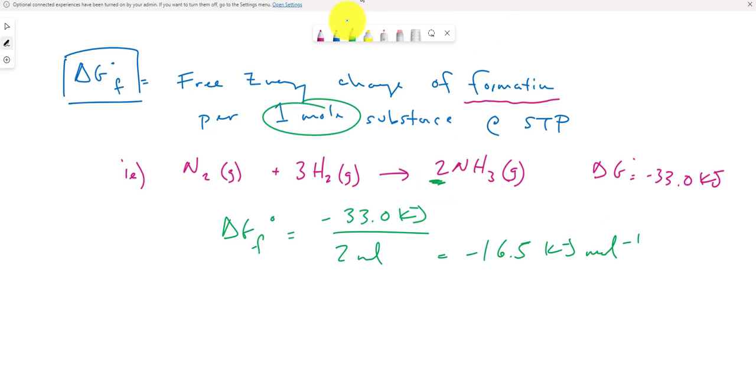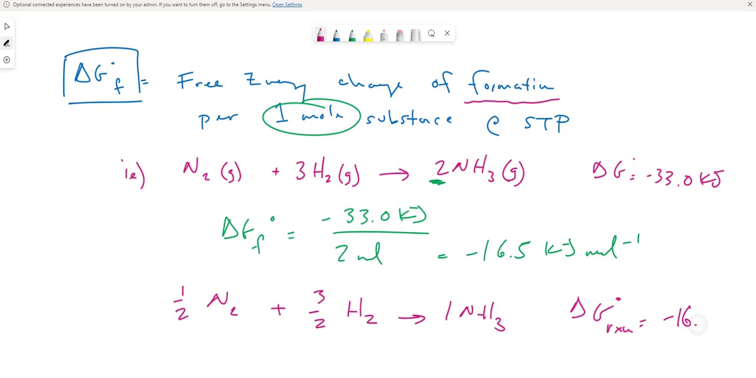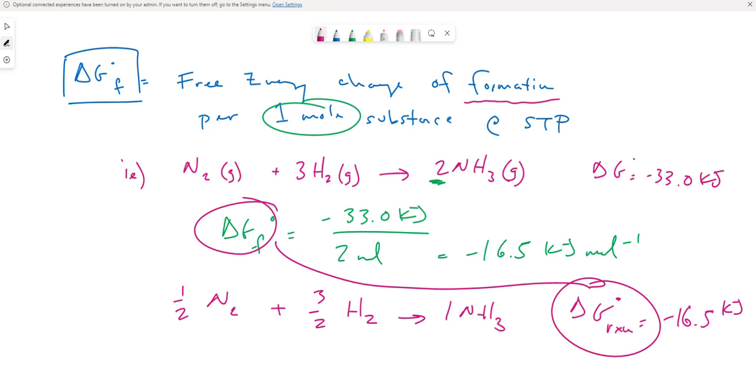We could have written this reaction up slightly differently, and that would have given us the same thing. We could have said it's a half nitrogen plus 3 halves hydrogen makes 1 mole of NH3, and then the delta G reaction for this system would have been minus 16.5 kilojoules. And then the delta G formation and the delta G reaction would have been the same. So it's important to know that when we're talking about formation energies, we're talking about individual moles.